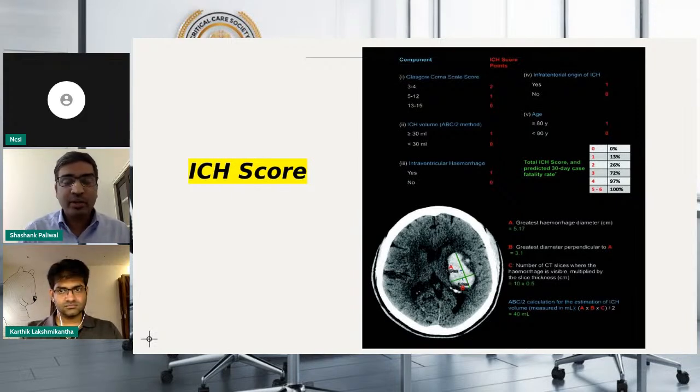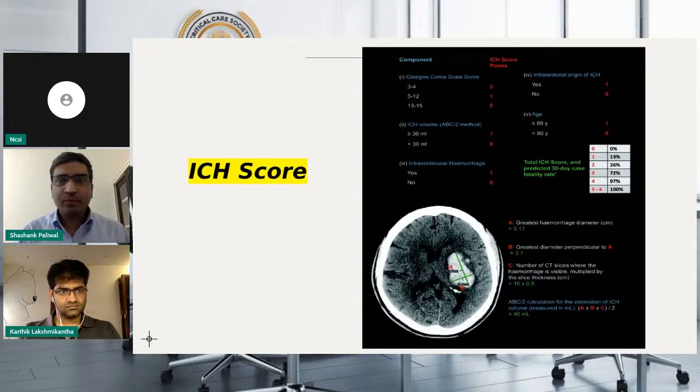INR, I mean, we can quickly correct INR. So that is why it is not in this score. And as you can see, as I already told, the mortality and the morbidity is disproportionate. So 30-day case fatality, if the total score is say 3, is 72%, and 5 to 6 almost 100%.